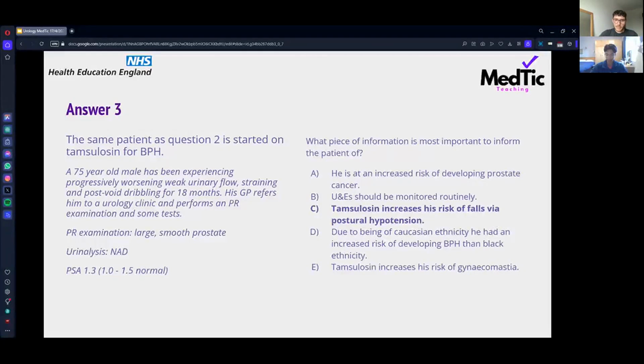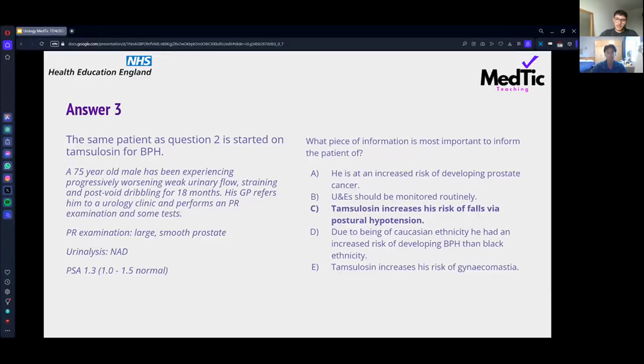So tamsulosin increases the risk of falls through postural hypotension. Because it's a muscle relaxant, it also relaxes vasculature, as an alpha-1 antagonist. So it increases the risk of falls through postural hypotension. That's just an important point that you would want to mention to the patient when you're counselling them on starting medication.